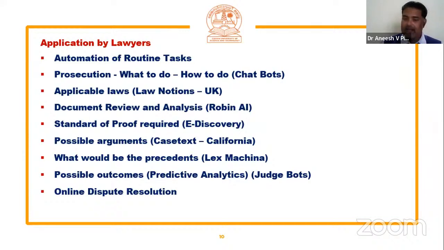And nowadays, even lawyers are increasingly using online dispute resolution platforms, or ODR platforms. Now, there are several AI mechanisms or AI driven technologies which will facilitate ODR mechanisms.